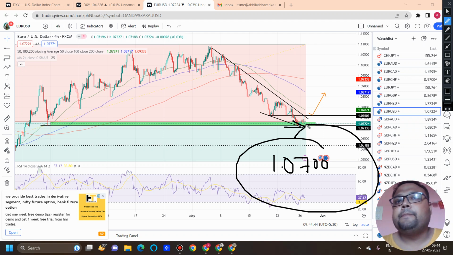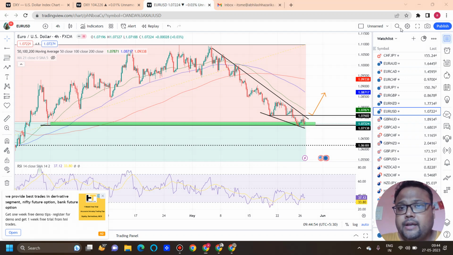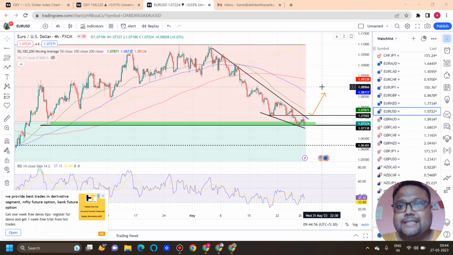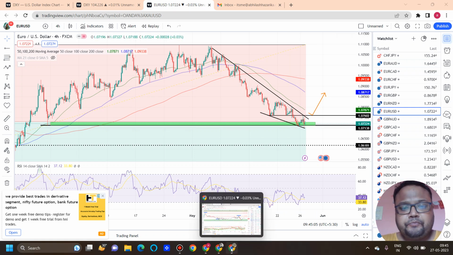But if you're holding a buy position on the chart of Euro USD, then you must be very careful. If our wedge pattern fails, if our falling wedge pattern fails, then obviously things will be very critical and you had better exit. And in case Euro USD breaks 1.0700, as I said, further downside is possible. You can look for a sell position.